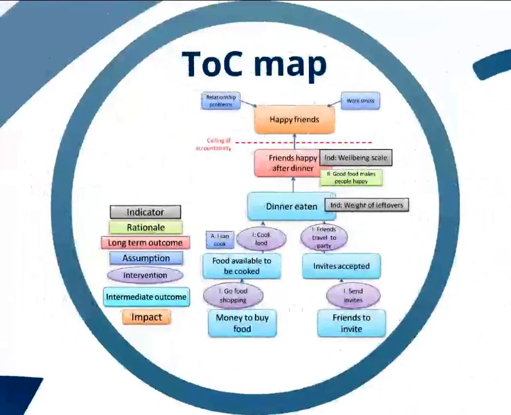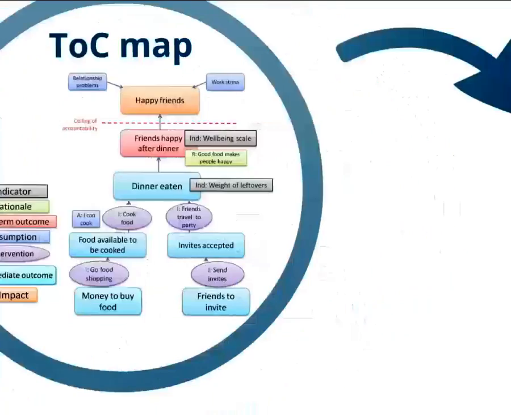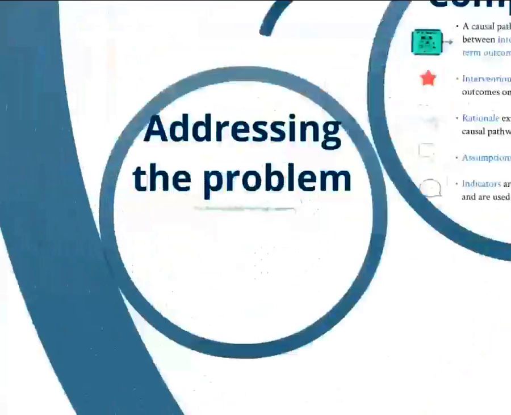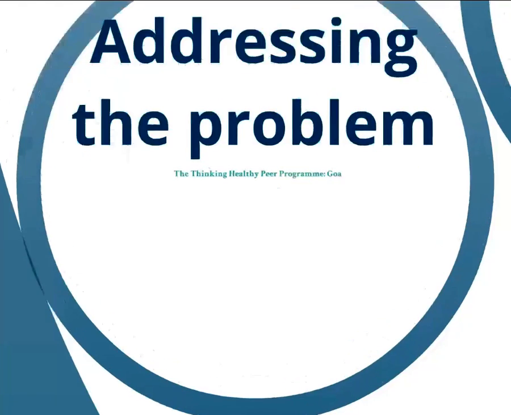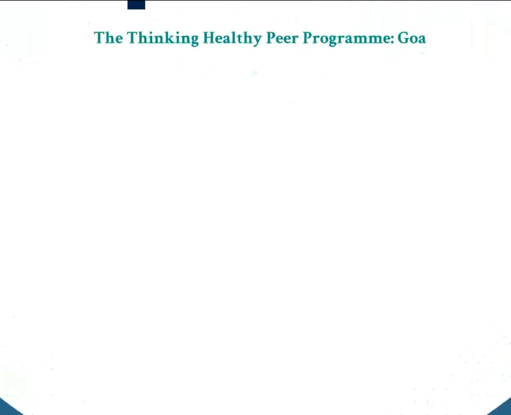Okay. So that is the summary of what a theory of change map is and its different components. I'm now going to take you through a real theory of change, and some of this is a bit practical, so I'm going to pause at some stages and ask you to think about what the next step in the pathway would be. So just to give you a quick background to this real theory of change that I'm going to take you through, it's from the Thinking Healthy Peer program, and it's a randomized control trial being conducted in Goa.